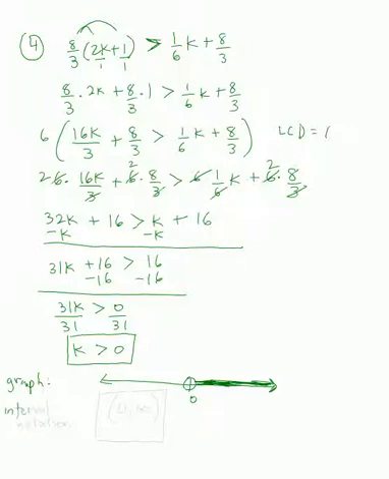Finally, interval notation. This time we're starting at 0 and we're going until infinity, right? Because we go to the right forever. We don't include either one because 0 is not shaded in. So this is my solution set.